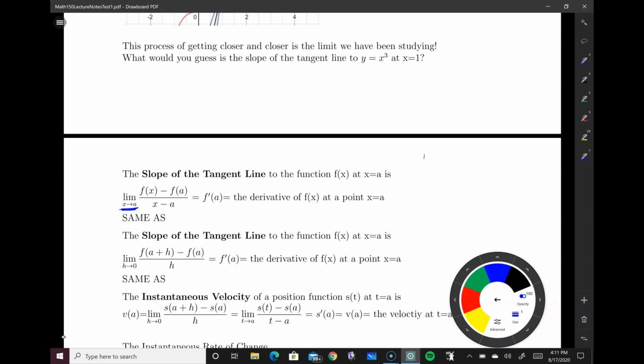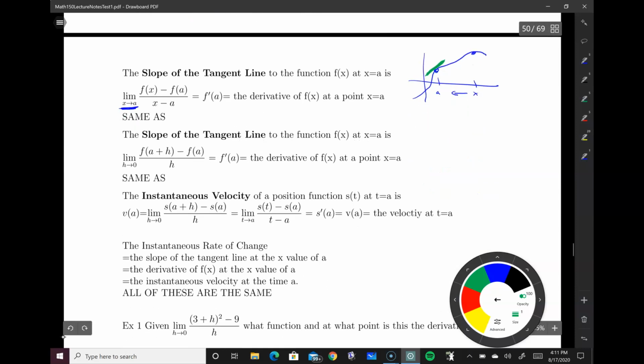So when I take the limit, f of x minus f of a, so here would be a, here would be x, and I let x go towards a, the 2 points, I'm letting this point get closer and closer, so then I'll be finding the slope of the tangent line at that point right here. So that's what this does. So this gives you, with the limit, the slope of the secant line turns into the slope of the tangent line.